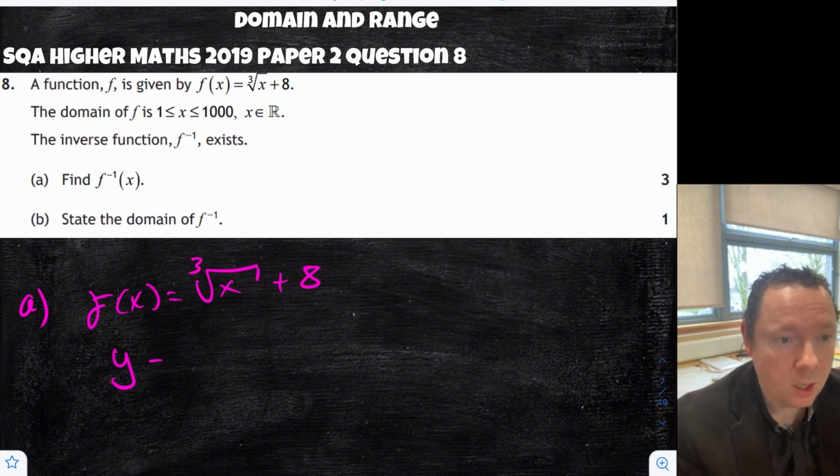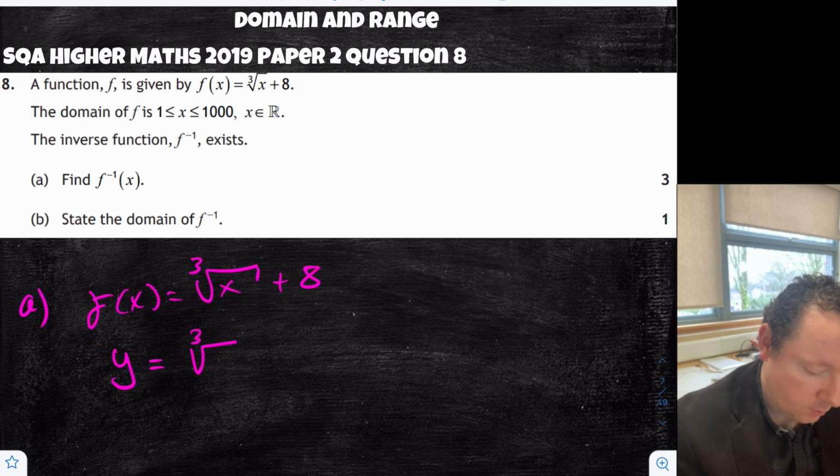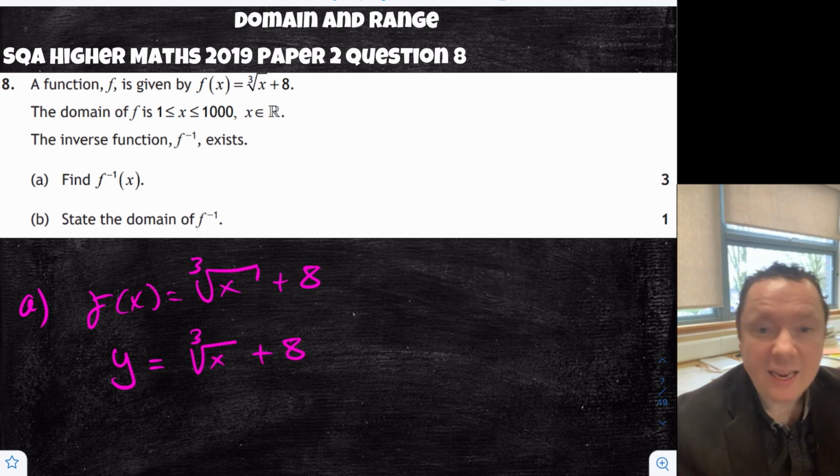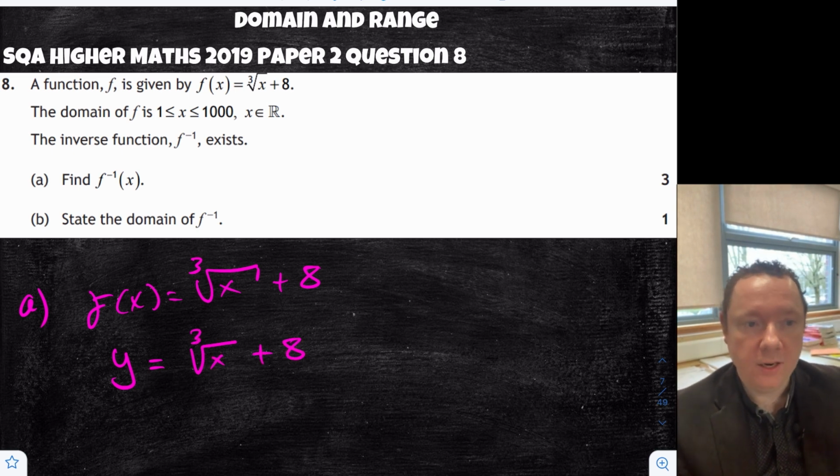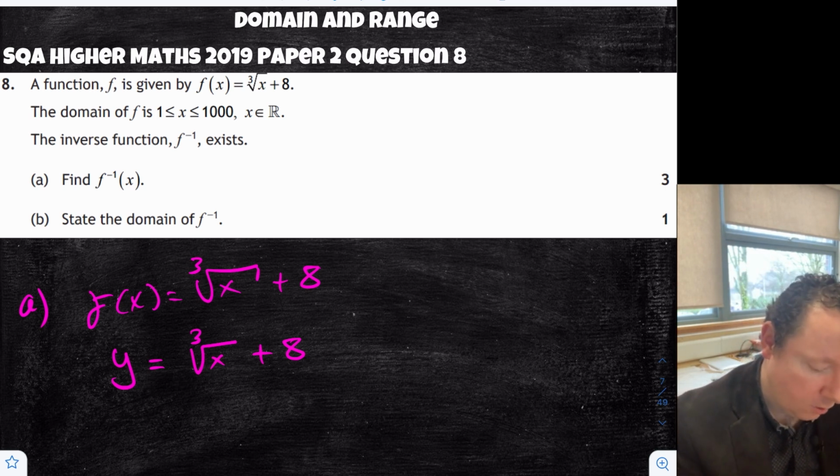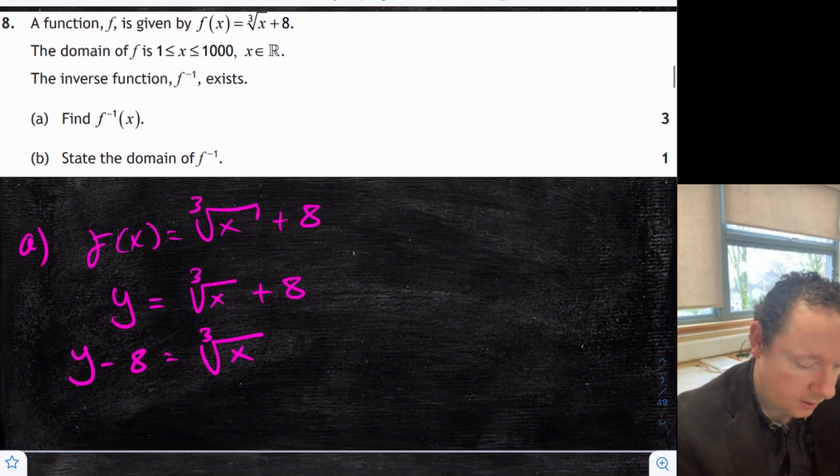y equals the cube root of x plus 8. If I make x the subject, I've found the inverse function. So I'll take 8 over to the other side, I get y minus 8 equals the cube root of x. So I can cube both sides to get y minus 8 cubed would equal x.